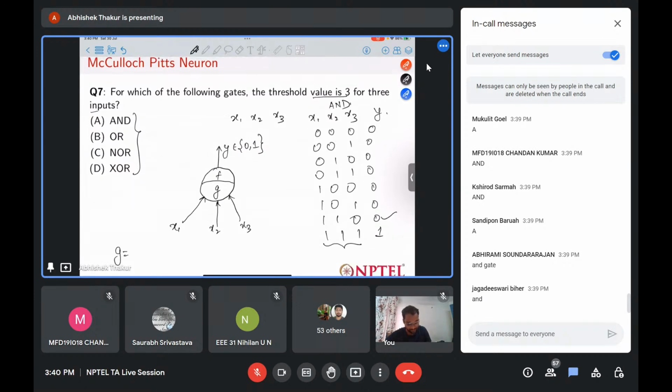What is our g? g is the summation of xi. So here that is x1 plus x2 plus x3. In an AND gate, when all the inputs are 1, then this summation will be 3. So g is equal to 3 is the threshold. So that is greater than or equal to 3. What will be the correct answer? Answer is A. All of you have correctly written the answer in the chat box.